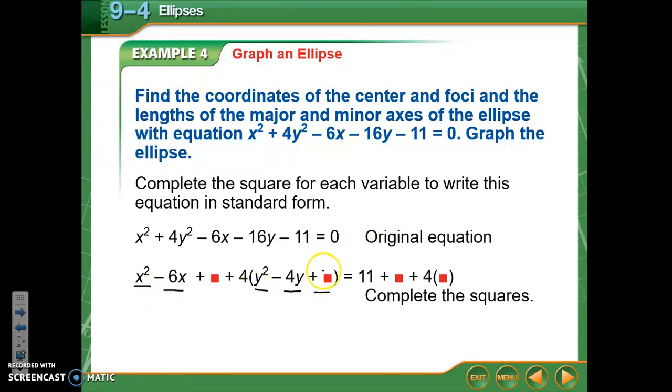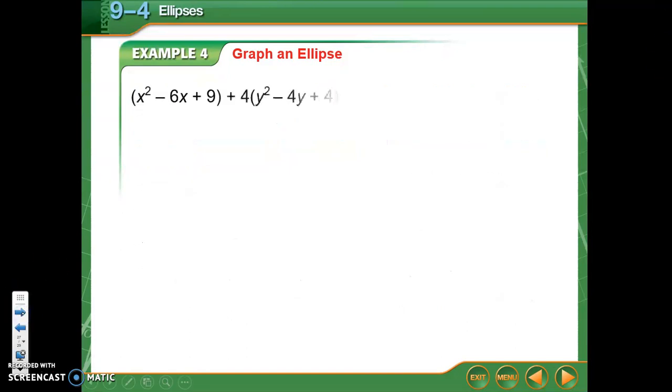Remember, to complete the square, I factor out whatever the leading coefficient of my y is so that this leaves me with 1y. So what do I need to add here? I'm going to add a 9 for the x. And inside my parentheses, half of -4 is -2 squared is 4. So I'm going to add a 4 here. But it's really a 16, right? Because it's 4 times 4. So on this side, I need to add a 9. And I need to add 4 times 4, or 16, just like we've been doing.